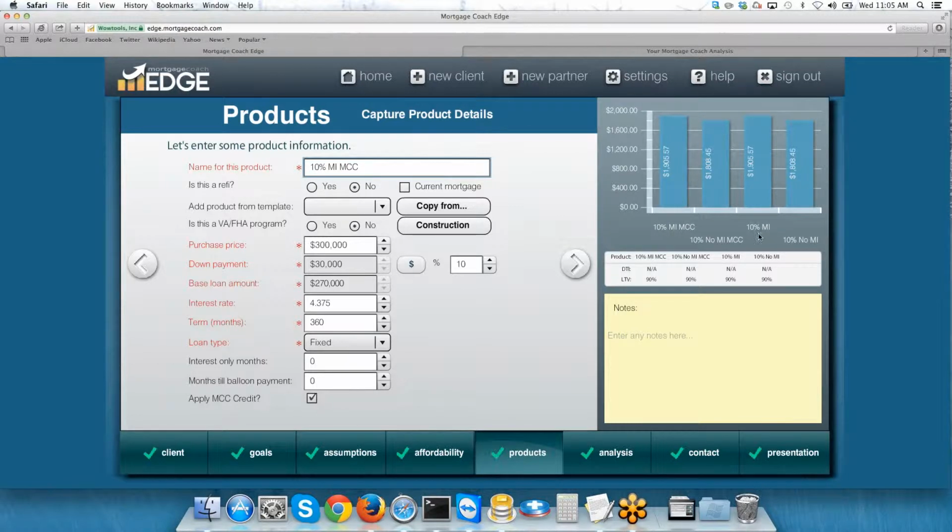Now the last 2 options are the same thing. They're 10% with MI, 10% without MI, but no MCC tax credit. And the reason I'm doing it this way is I want you guys to see what the difference is in the benefit.